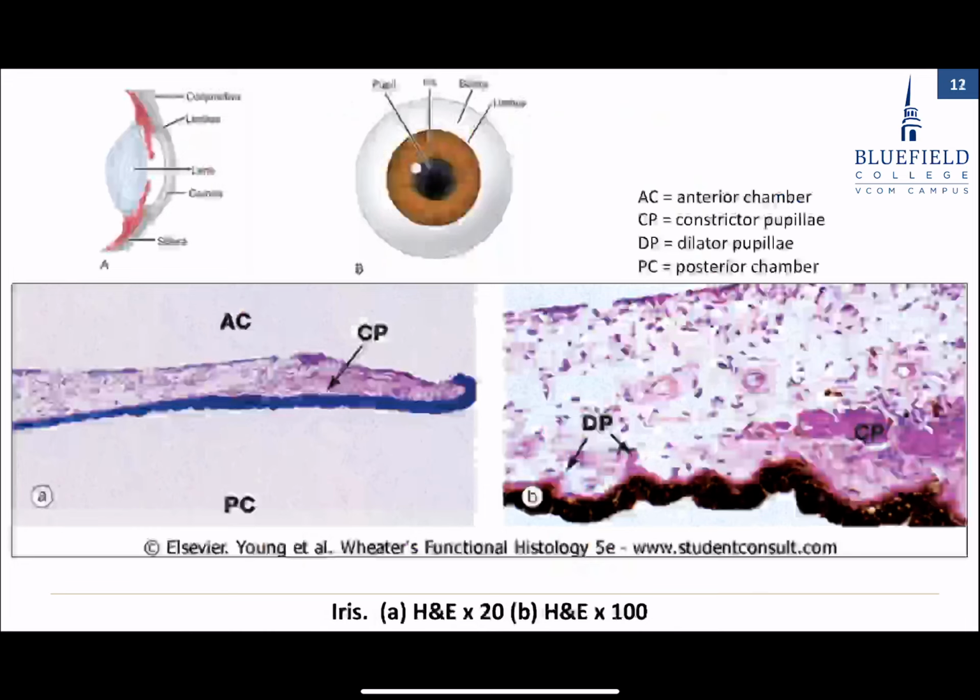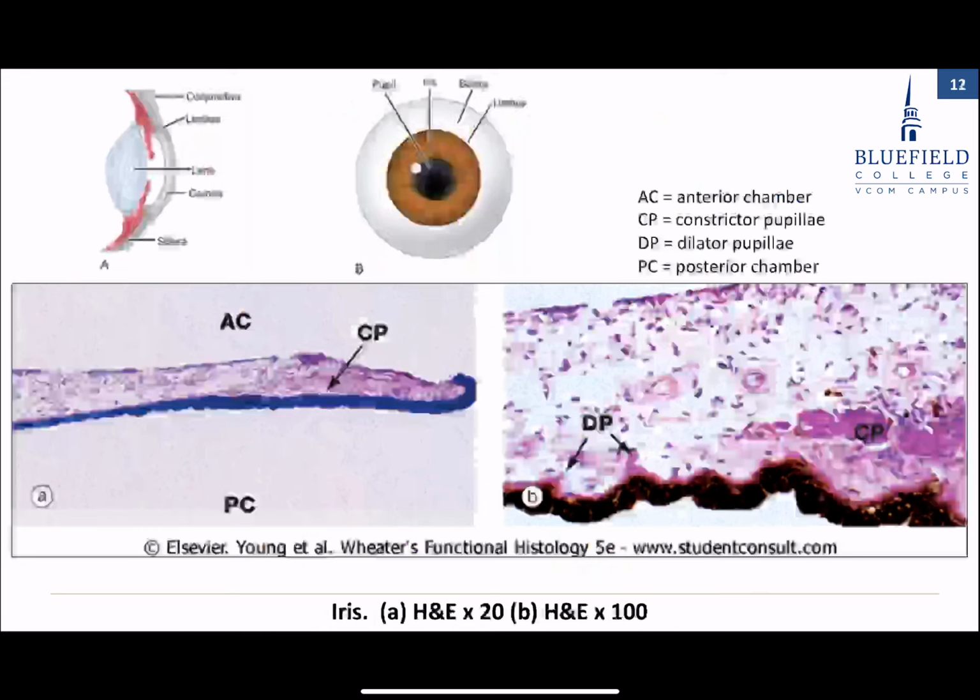If we look at the iris histologically, here it is, or here it is even more so under high power. The iris is the boundary between the anterior chamber and the posterior chamber, okay? So here in the anterior chamber, the iris basically controls the amount of light going into the eye in terms of, is that pupil constricted?